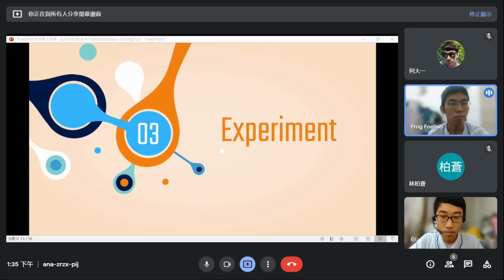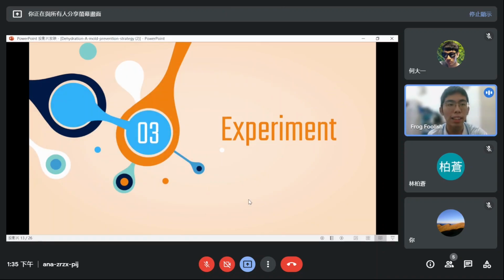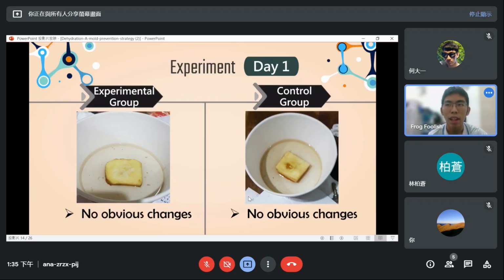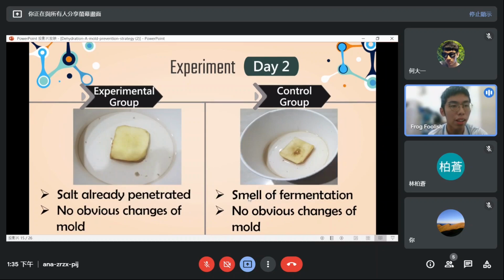Hello, this is Patrick speaking. After we place the slices well, we have observed these slices for statistics and kept a record. Something important is that we only took the pictures of certain slices because they had the most obvious changes. As we can see, there are no changes to both groups on day 1. However, some changes appeared on day 2.